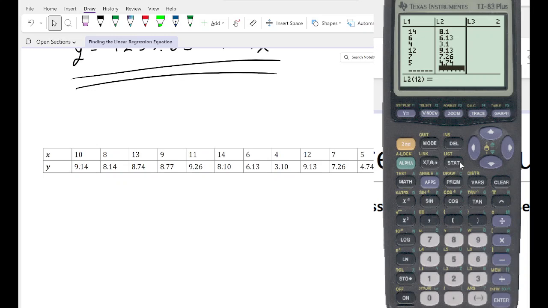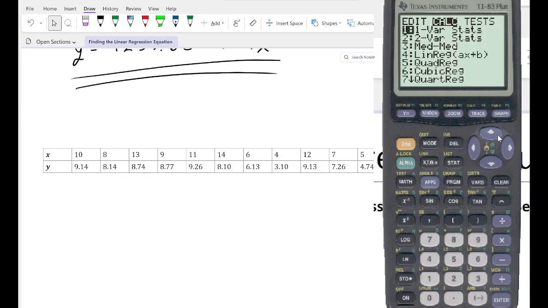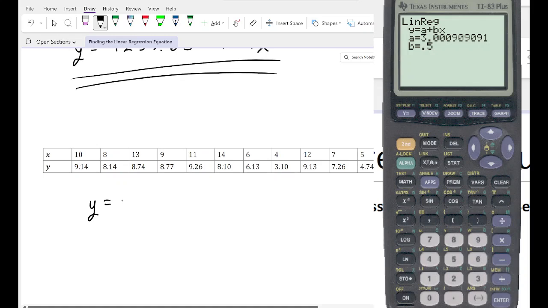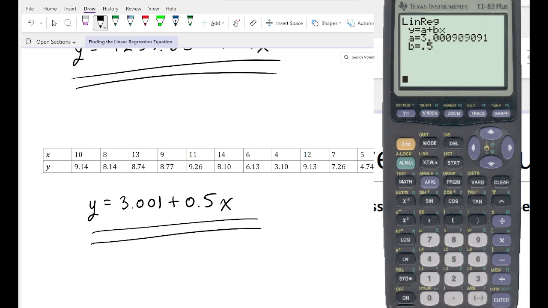and hit Stat, Calc, and I'm going to go to linreg a plus bx, hit enter again, and I get an a and b value, some interesting values. A is 3.0009. Like I said, I usually go to 2, but because there is a number here, I'm actually going to round this up, so I'm going to go to 3 decimals for this. So y equals 3.001 plus 0.5x. And there is my linear regression equation.